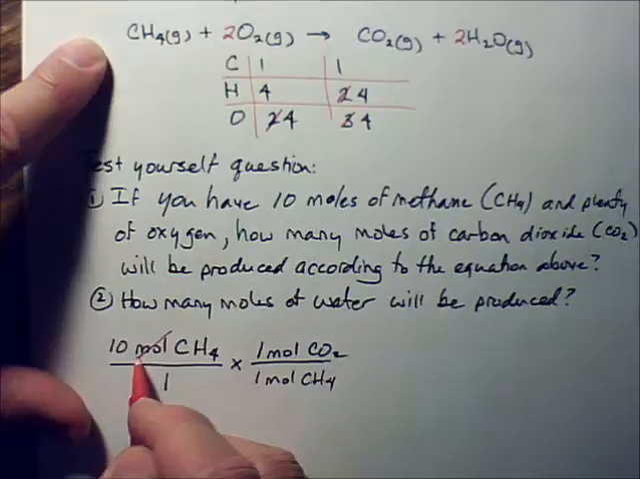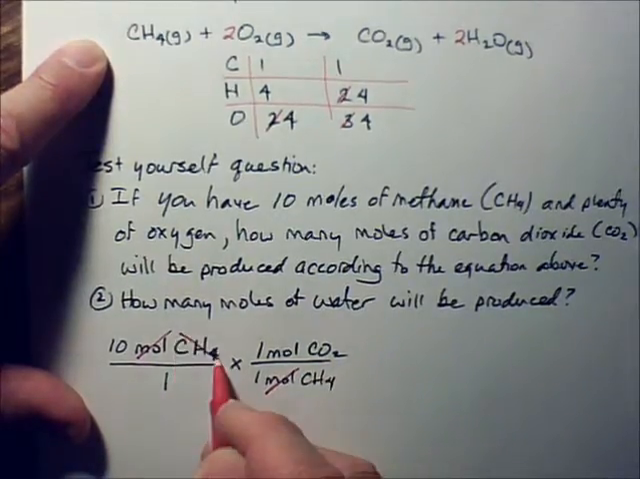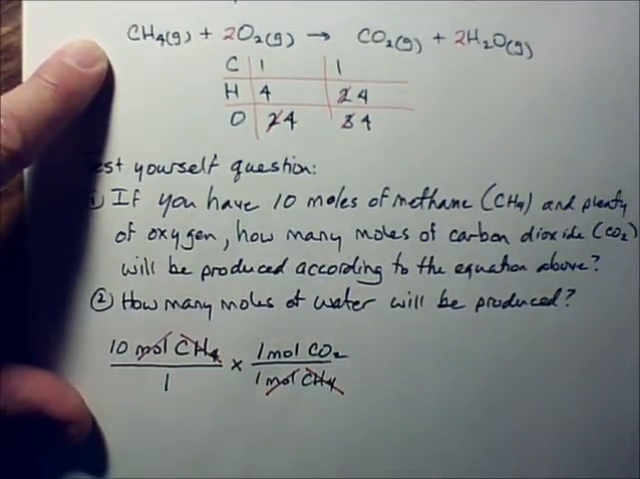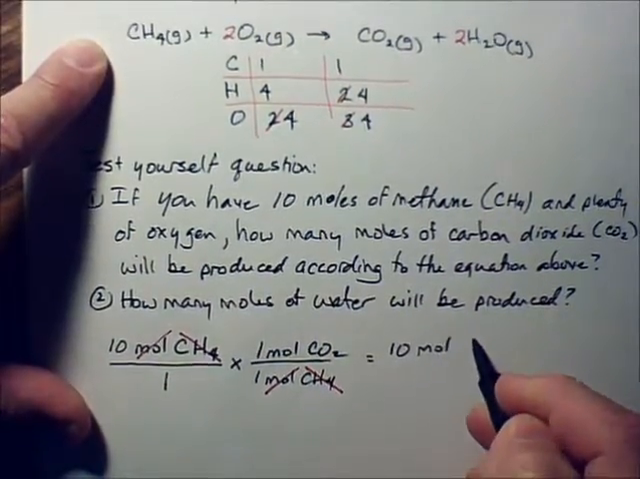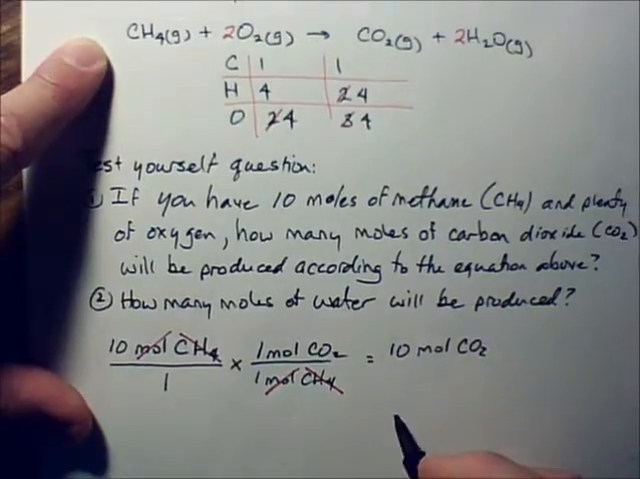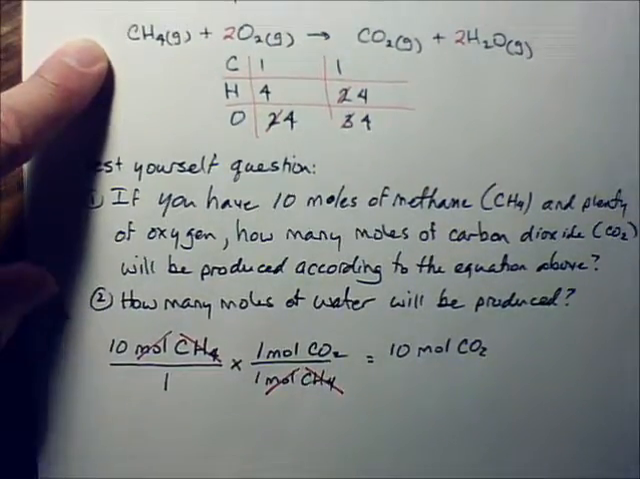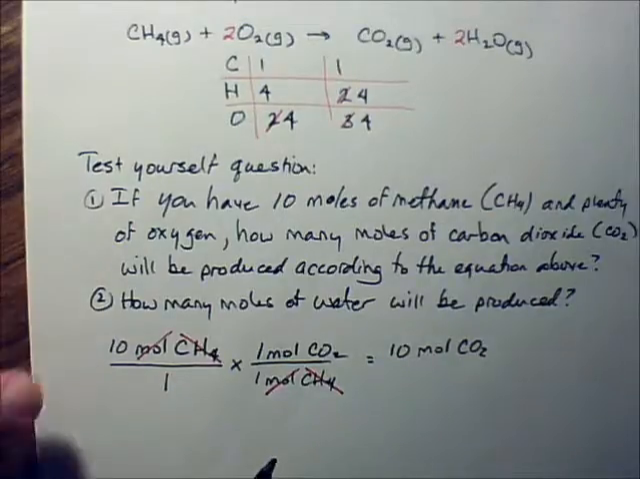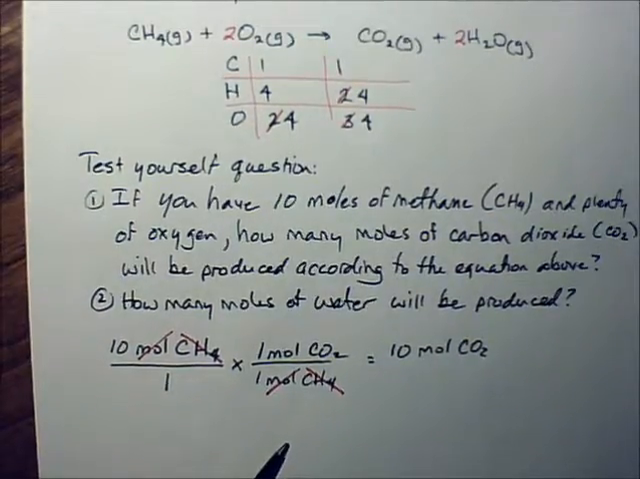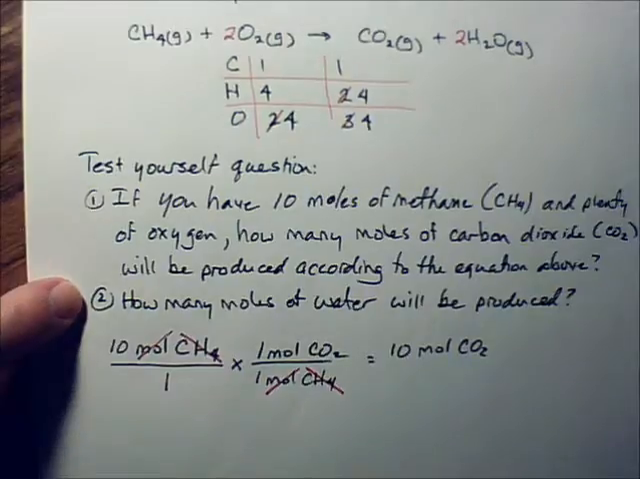I'm going to cancel units of measurement. I'm going to cancel the species that I can cancel and do the math. And I have 10 moles of CO2 produced. Does that make sense? Now you do the same thing for problem number 2. Make sure you have the right molar ratio for problem number 2. Which number 2? Right here, number 2.